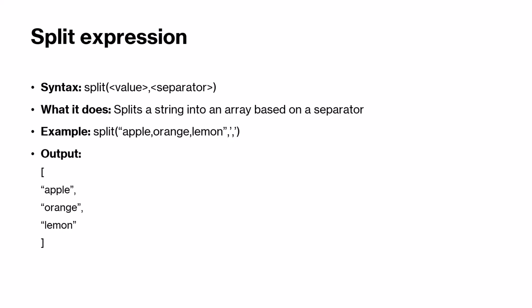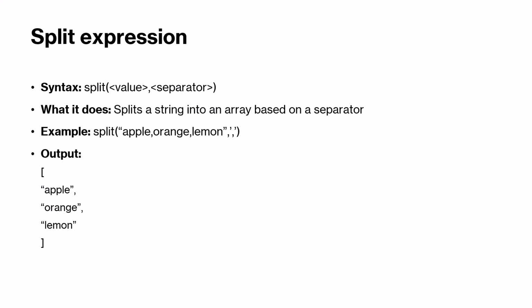All right, so the 3 expressions we're going to use, first one is split, and split basically takes a value or a string and splits it based on a separator. So in our example in the slide here, we have apple, orange, lemon. If we were to split that on the comma character, then it's going to output an array or list of apple, orange, lemon. Pretty basic.